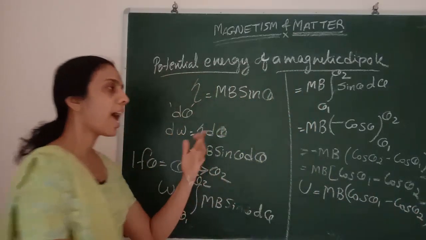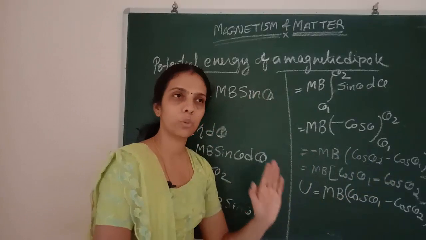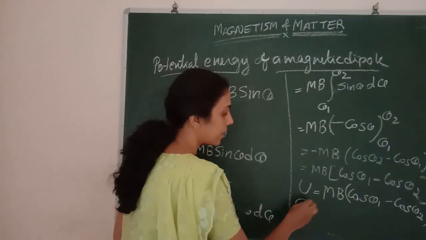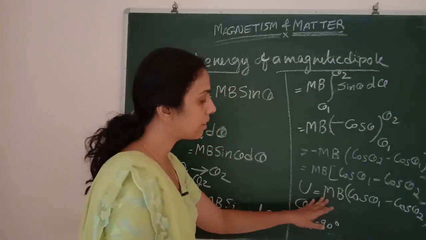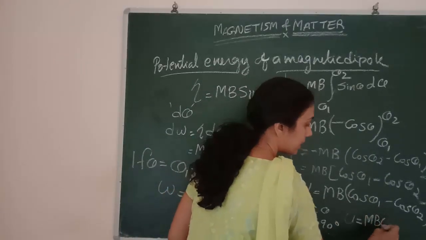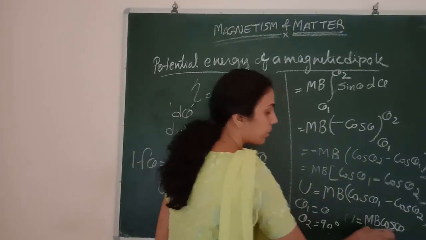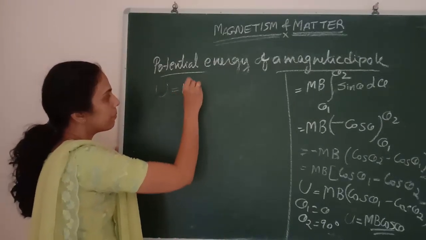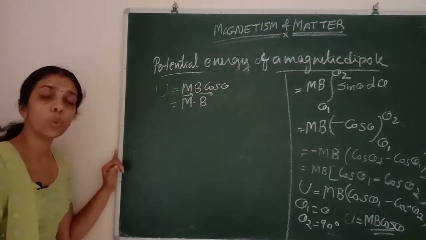Okay, so we can consider the different cases now. Suppose it is deflecting from θ1 to θ2, till 90 degrees. So if θ1 equals θ and θ2 equals 90 degrees, then what will be the potential energy of the system? Potential energy U equals mB cos θ. Instead of θ1 we write θ, and for θ2, cos 90 is 0. So U equals mB cos θ, and we can represent it as m dot B. U equals m dot B.